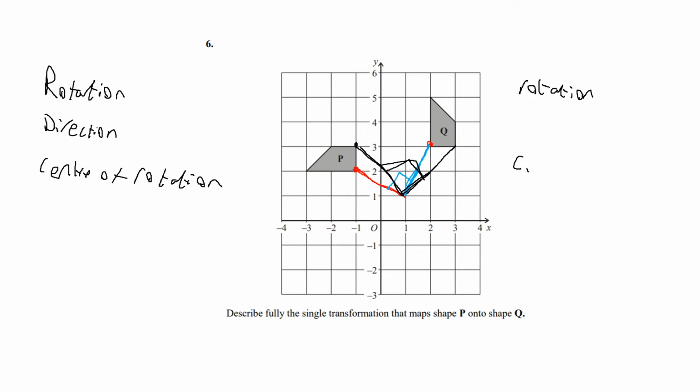And the center of rotation is, what's this point? It's going to be (1, 1). Now, the last thing we need is the direction. We can see that it's going that way, which is clockwise. And so we need to say that as well.